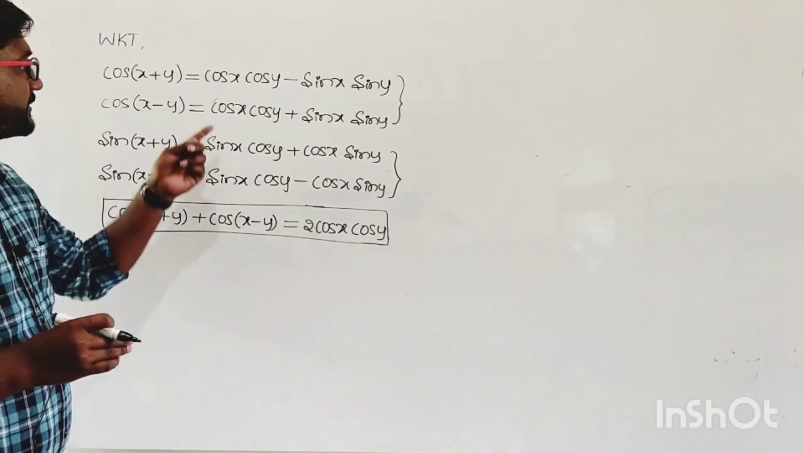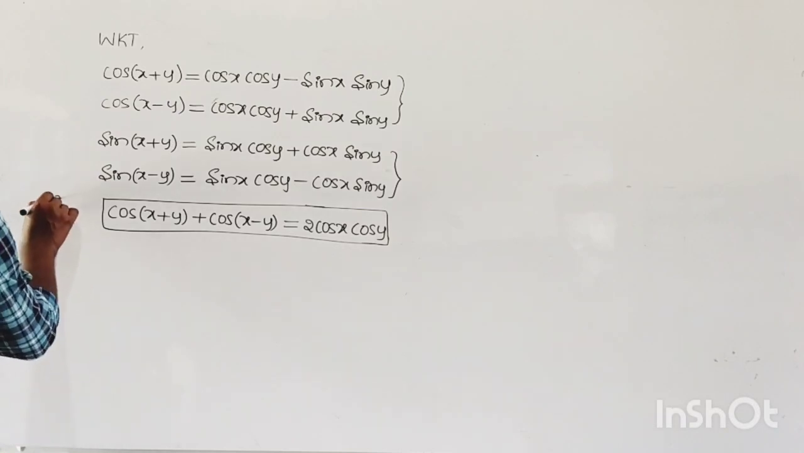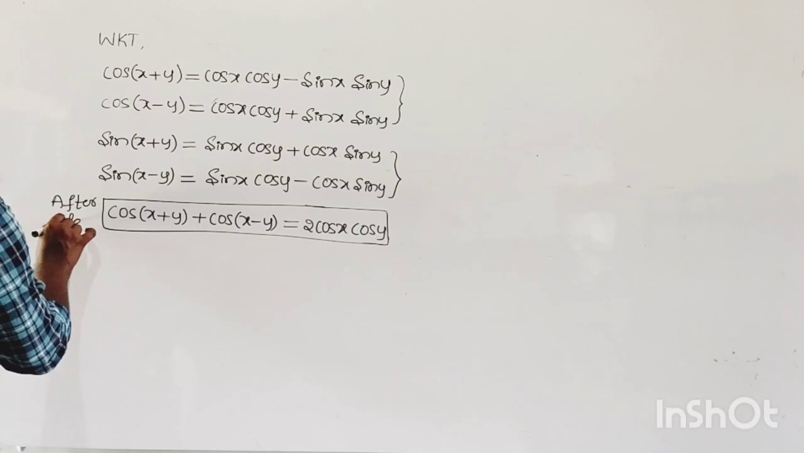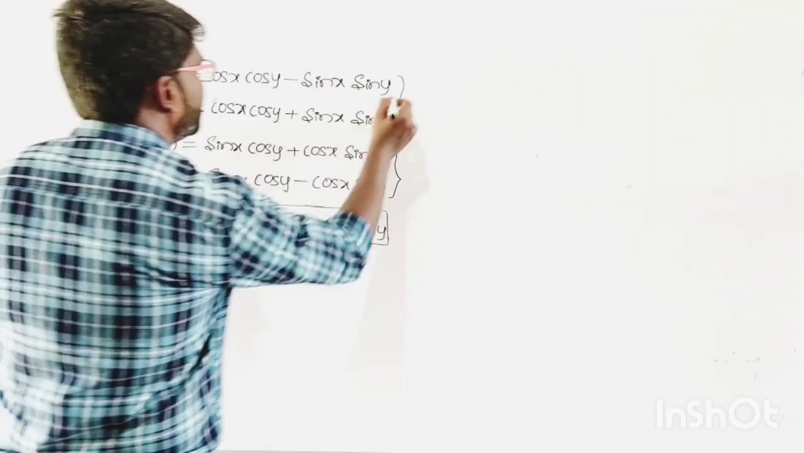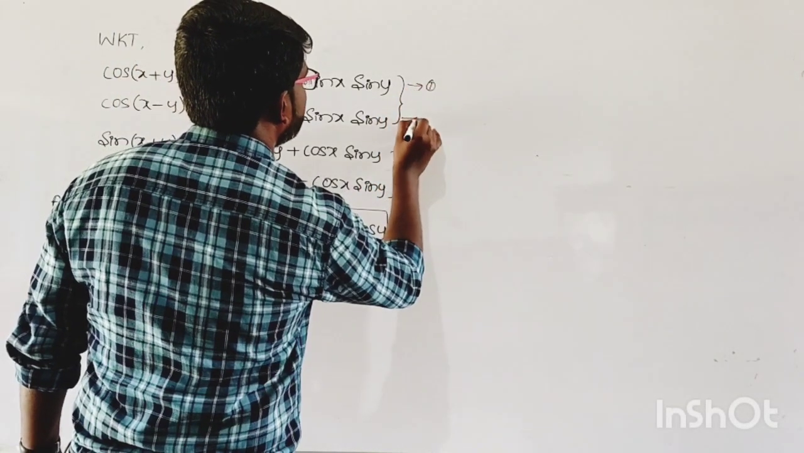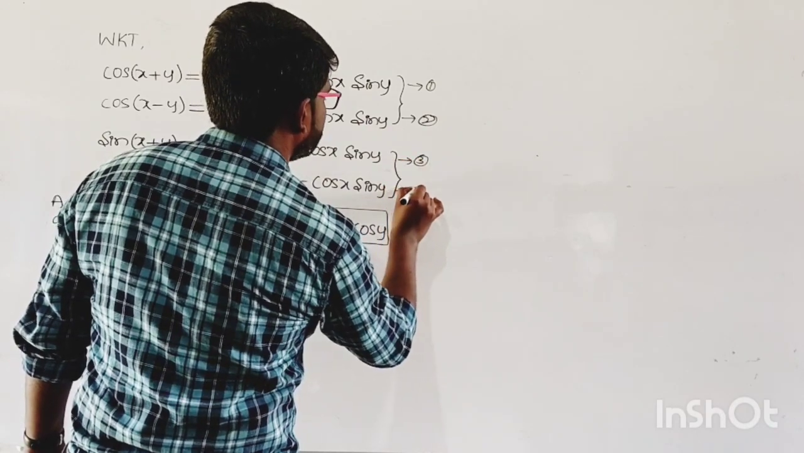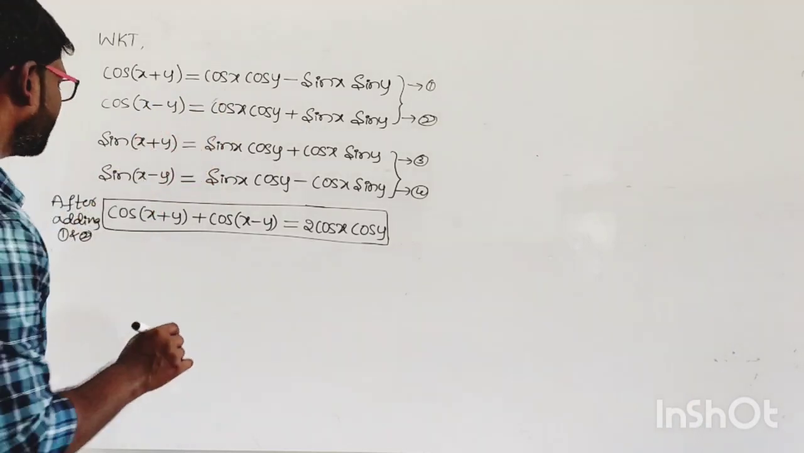Now we have to subtract these two equations. Here we get after adding 1 and 2. I call this 1, this 2. Now this equation is 3 and this is equation 4. Now subtract equation 1 and equation 2.